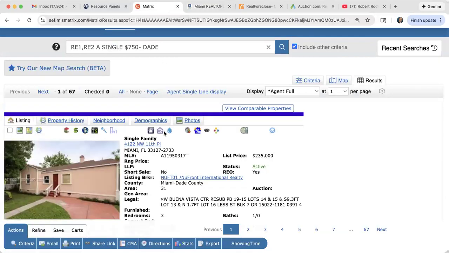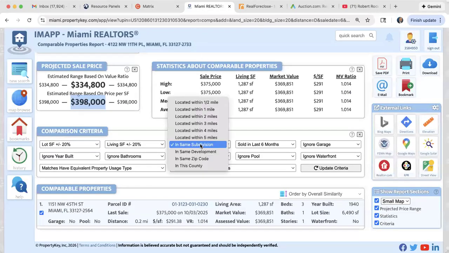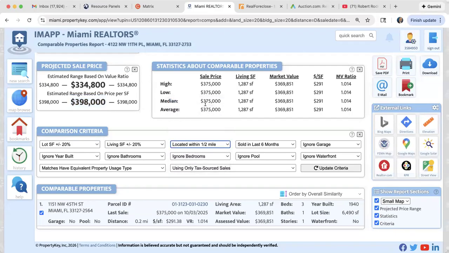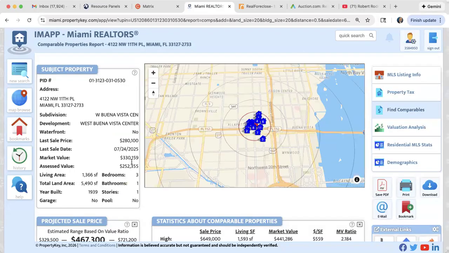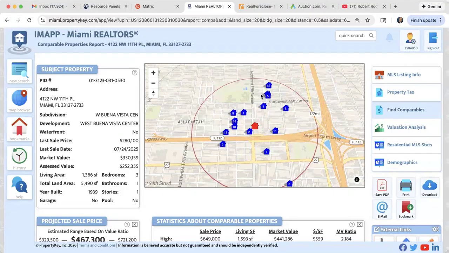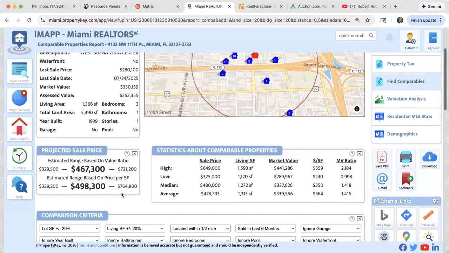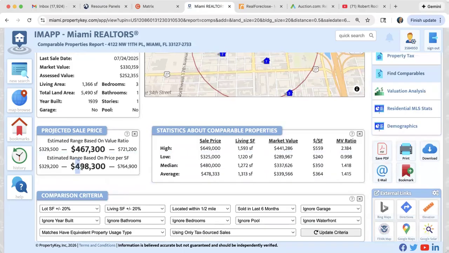Folks, this property is being sold at $235,000. So we're looking at a property that has potential returns on an investment for a quick fix and flip. Now I'm going to go back to IMAP and stretch it out to half a mile. See if we can find any more comps. And we did. We found a whole lot of comps here. And that's going to now increase our potential market value to almost $500,000.